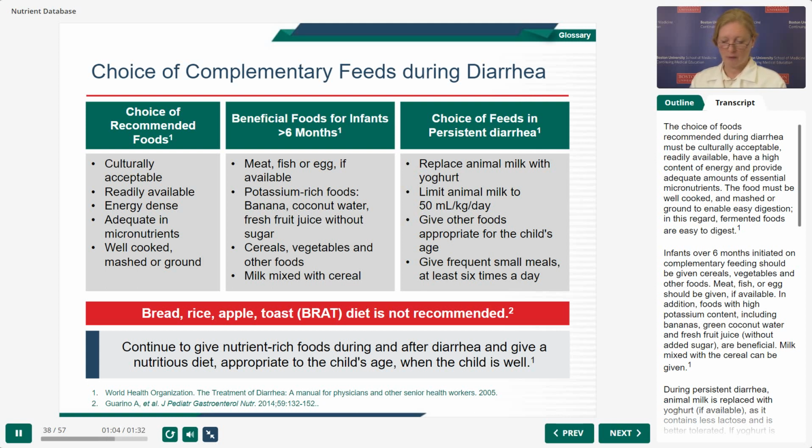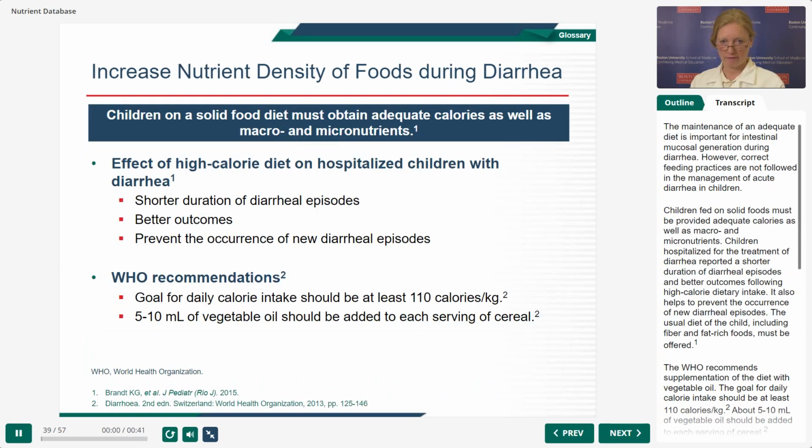During diarrhea, you can also shift the types of foods, such as dairy products. Instead of using milk, you can use yogurt, which is better tolerated. It's important to limit milk that's not breast milk to 50 cc's per kilo per day, and to give at least 6 small meals a day for children who have persistent diarrhea.